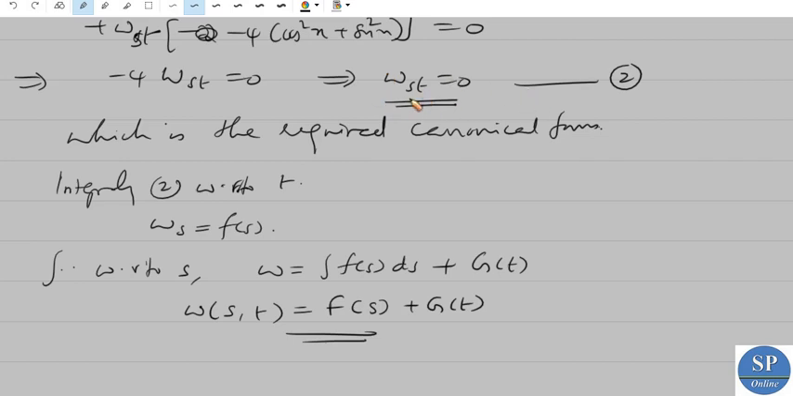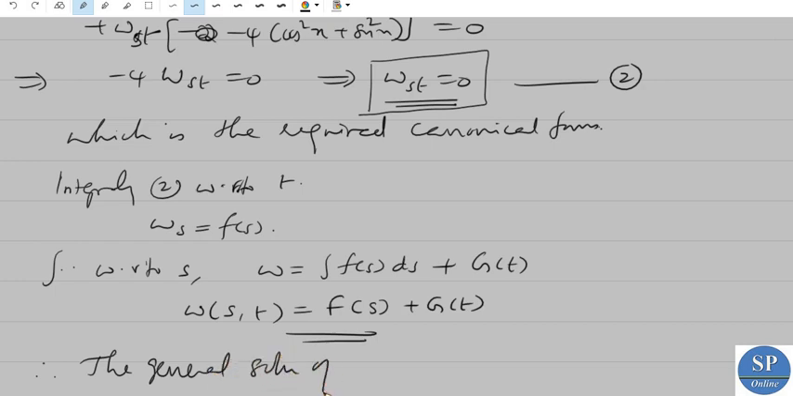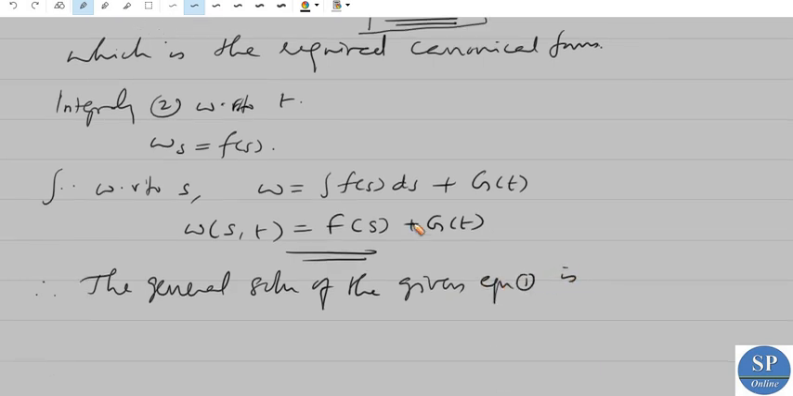So the general solution of the canonical form is nothing but w(s,t) equal to f of s plus g of t. Therefore, the general solution of the given equation 1, just replacing s and t here, we get u of x, t equal to f of s.